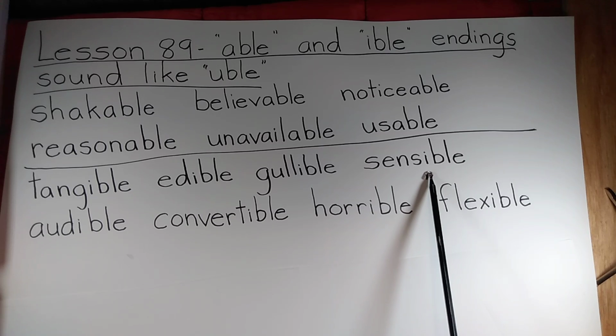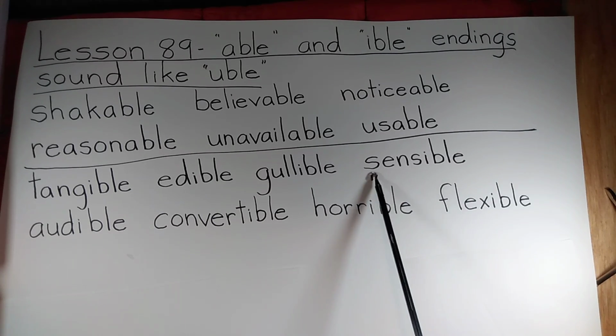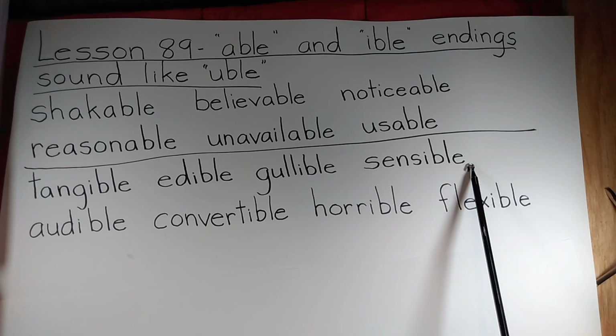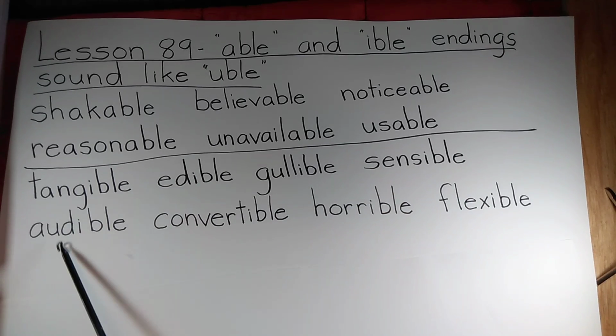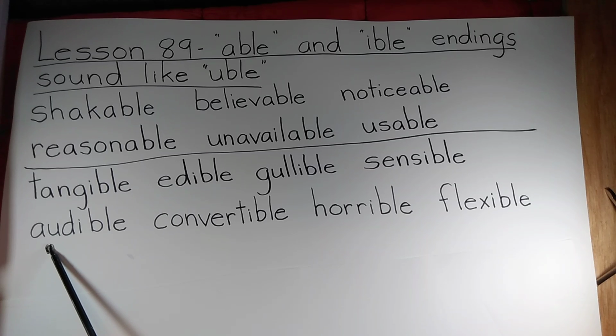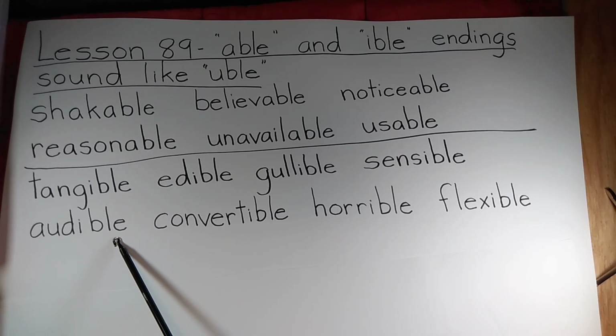Sensible. This means reasonable. It was sensible to wait until the storm ended before leaving, so we don't get soaking wet. Audible. This means able to be heard. So the chirping was not loud, but still audible. The chirping of the bird was not loud, but still audible. You could still hear it.